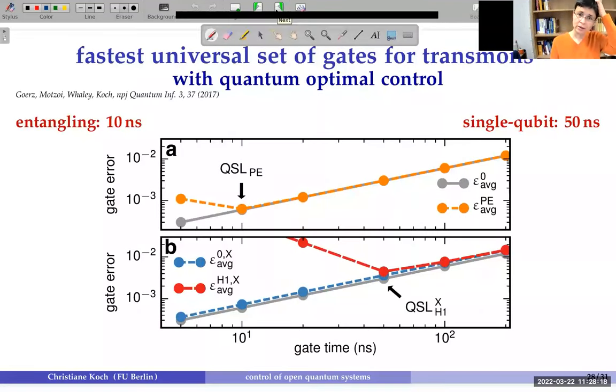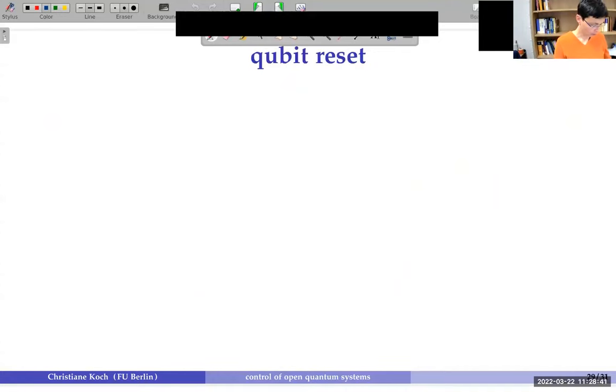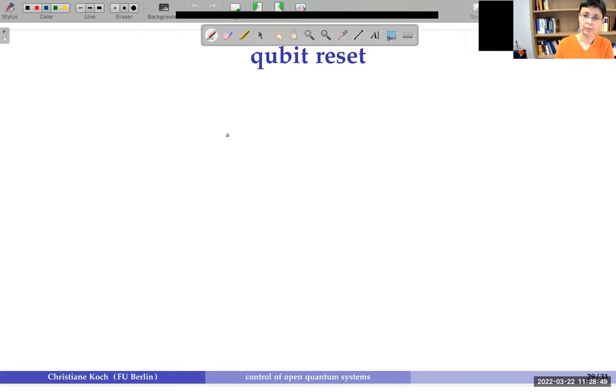And you can also ask, what is the fastest universal set of gates? So one entangling gate and all the single qubit gates that you need. And then you find a trade-off between the so-called speed limits for the entangling gates and the local gates. You can look at qubit reset. And here I just want to give you a flavor of the problem, because this is what I asked you to look at as part of the last problem set.